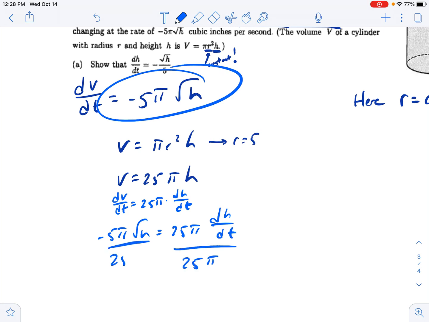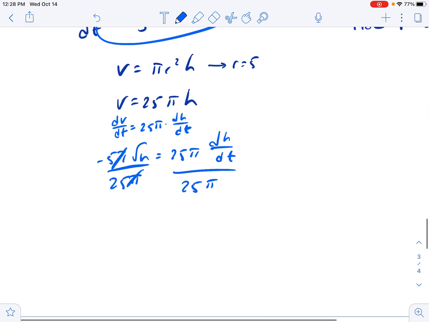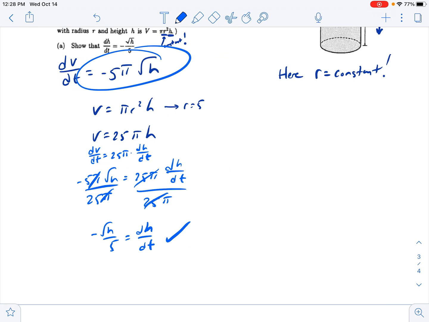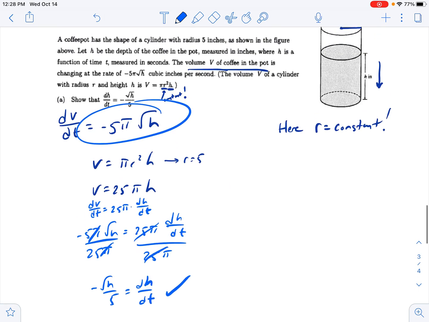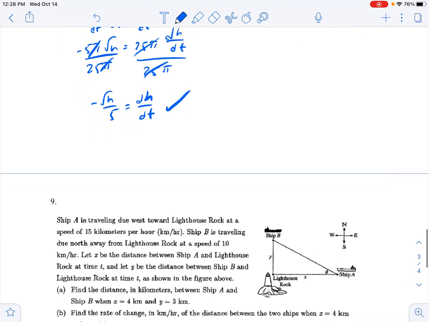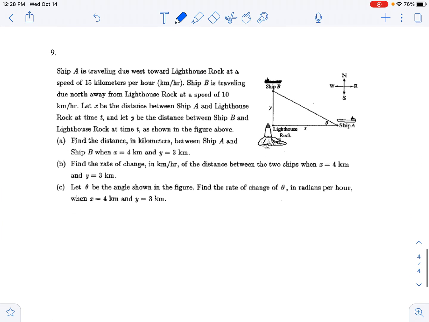And now do a little division. And sure enough, when we simplify this, we get negative radical h over 5, just as we were supposed to show. Okay, so you've got to go through the work to show that end result, and there it is. So again, watch those constants. If something's a constant, you can make life a lot easier by subbing it in right away. If it's not a constant, you can't do that.